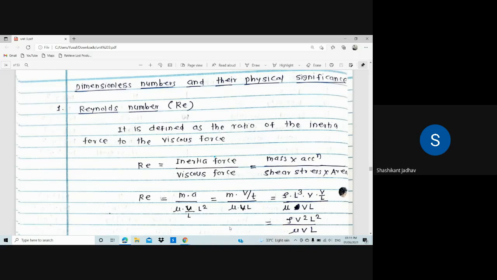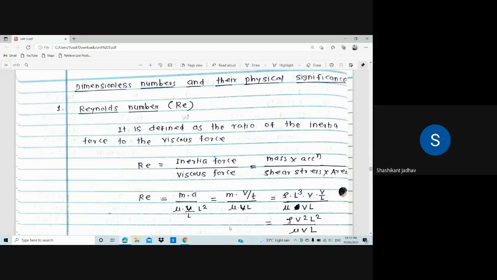As we know, shear stress is viscous force divided by area. So from that equation, viscous force is nothing but shear stress into area. Stress is nothing but force divided by area. So all of you write down the equation. Instead of viscous force we have to write down shear stress into area.